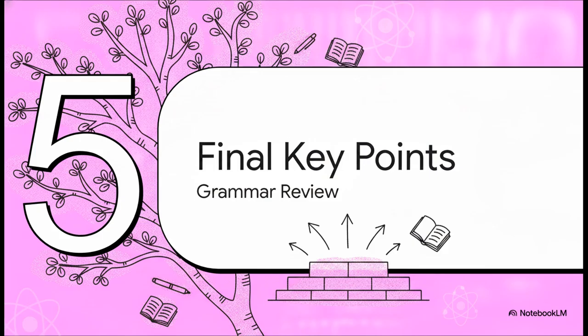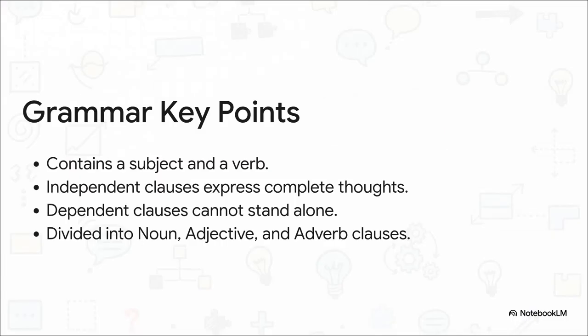And finally, Section 5, Final Grammar Key Points. All right, let's bring it all together. Here is your grammatical master checklist. Point 1, a clause always contains a subject and a verb. Point 2, independent clauses express complete, satisfying thoughts. Point 3, dependent clauses cannot stand alone. They're those puzzle pieces waiting to be connected. And point 4, those dependent puzzle pieces are divided into noun, adjective or relative, and adverb clauses.